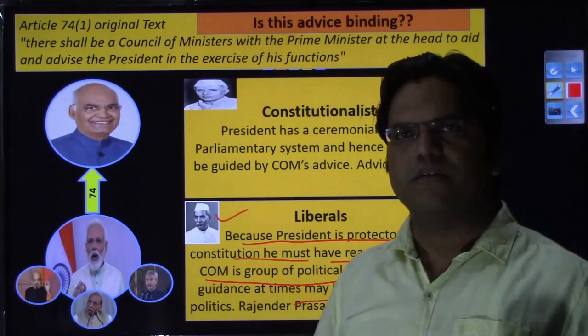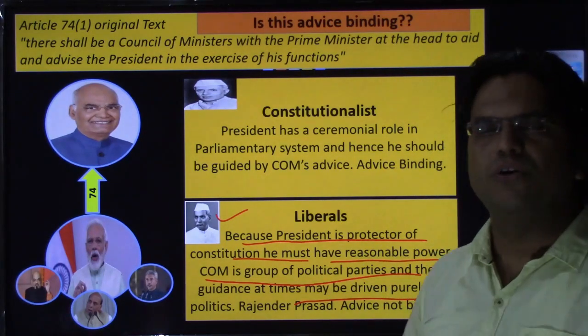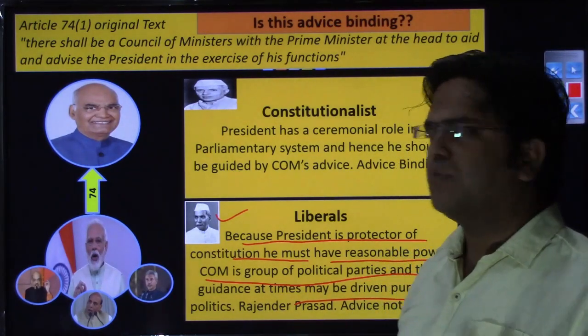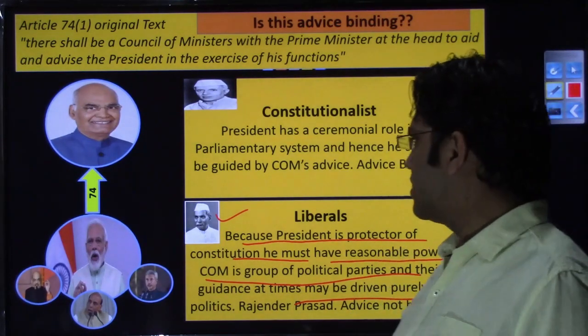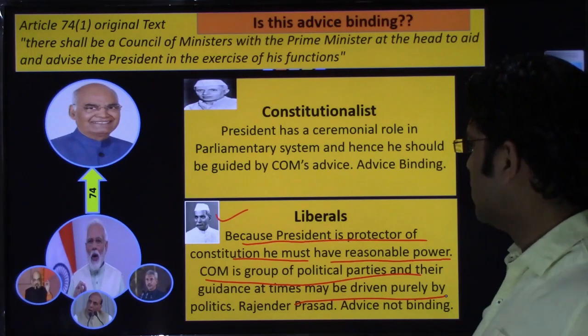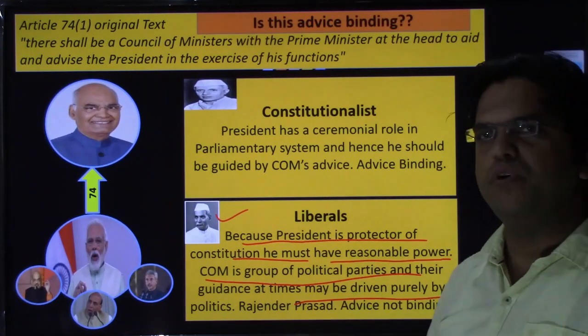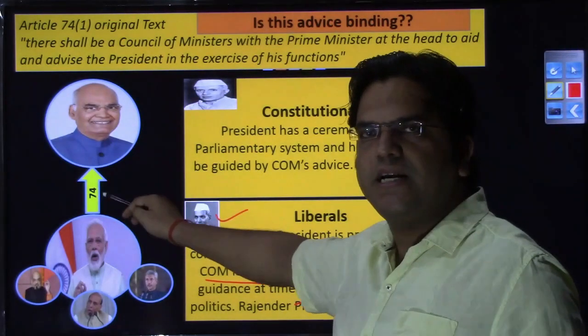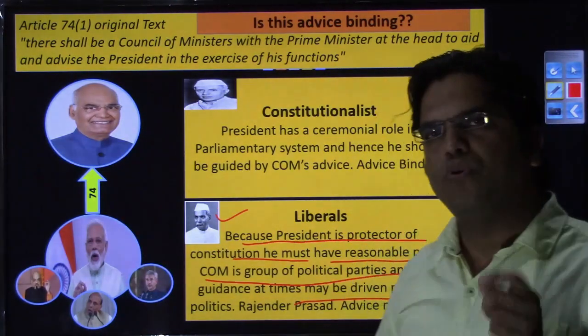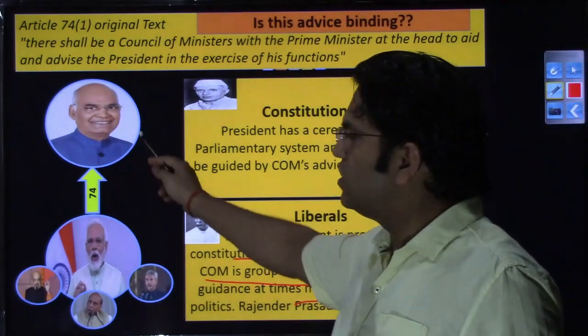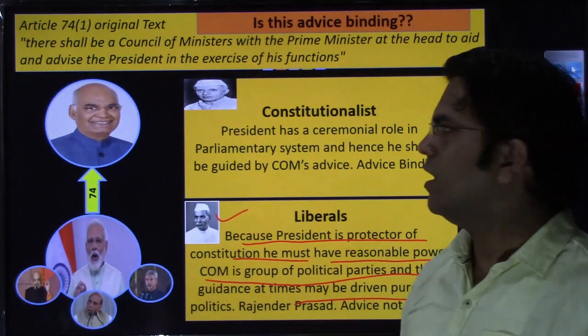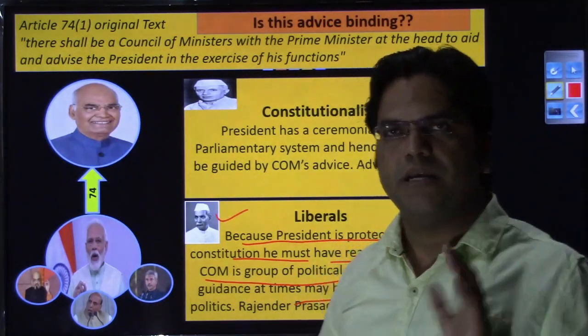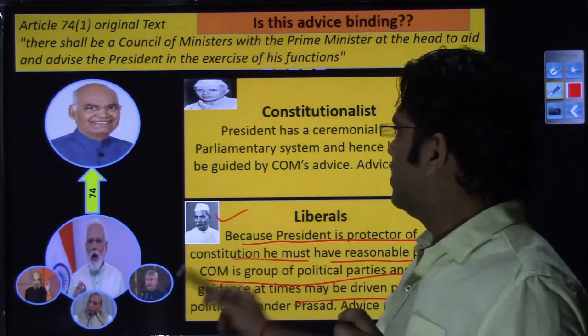So what are these things? These are nothing but ideologically or politically guided schemes or politically guided actions, right? So that is what it is talking about. The Council of Ministers is a group of political parties, right? And their guidance to the president at times may be driven purely by politics, and in those situations the president should have the power to say no or to apply a brake. Right, so that debate started.